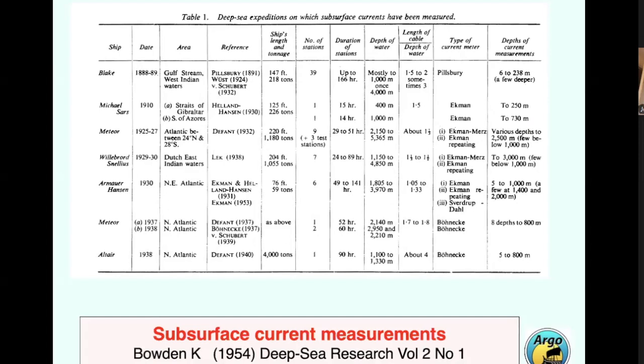And that was why Bowden wrote this paper to pull together all of the measurements that had been made. The fact that they could be put in one table says volumes about it. There were very few measurements. And how had they been made?